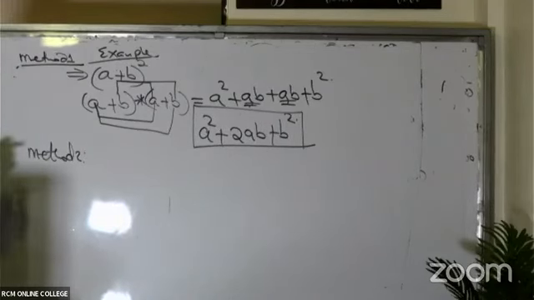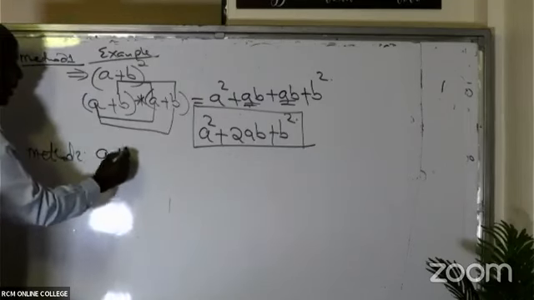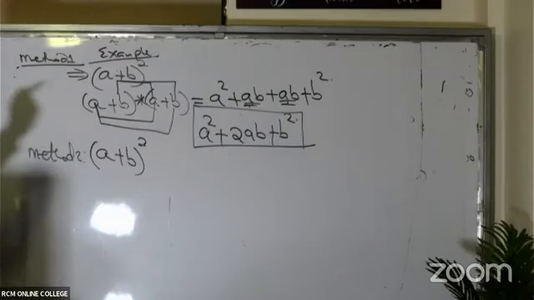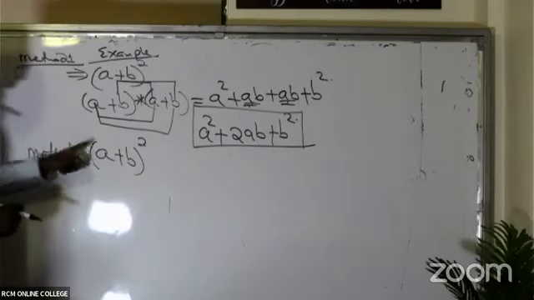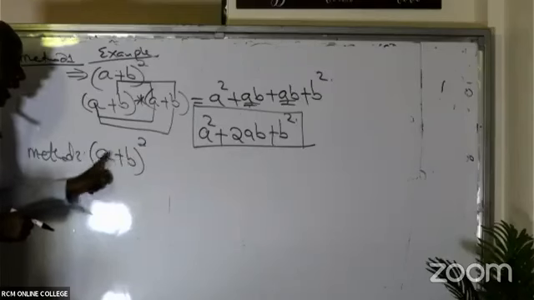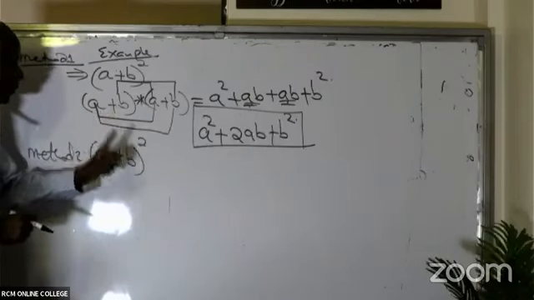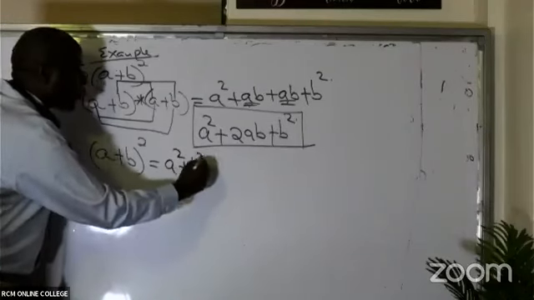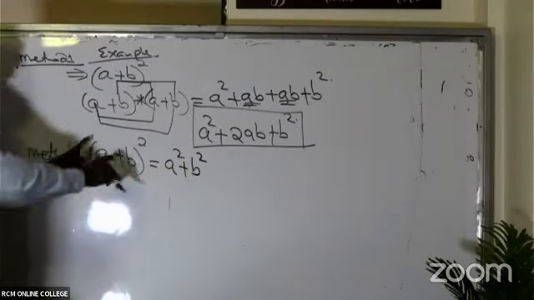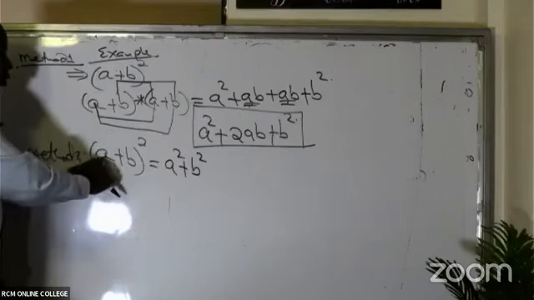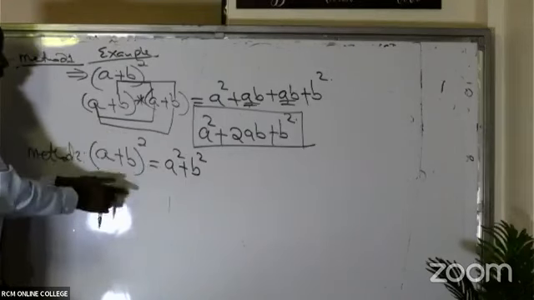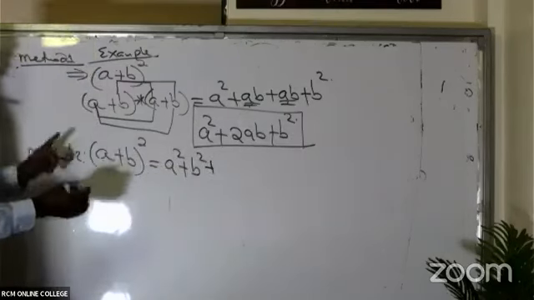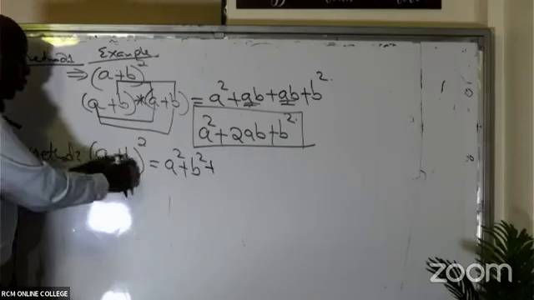In the shortcut method, if for example you are given a plus b and they tell you to square, there are two things you must always know. Each of these will be individually squared. So this will be the same as a squared plus b squared. And then, because of combination, a new term is born, which will be the multiple of the two, which is ab.